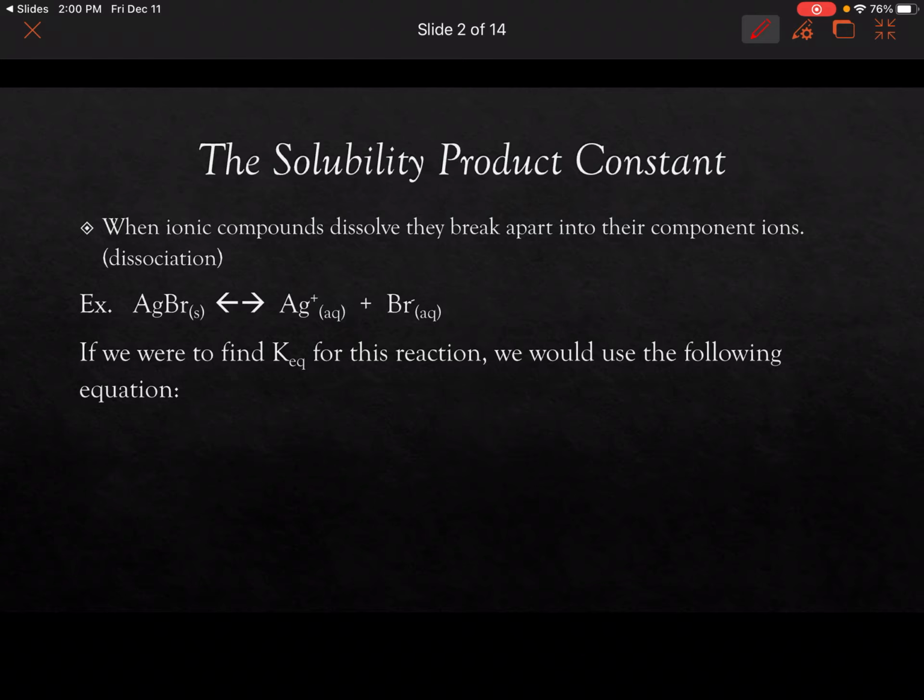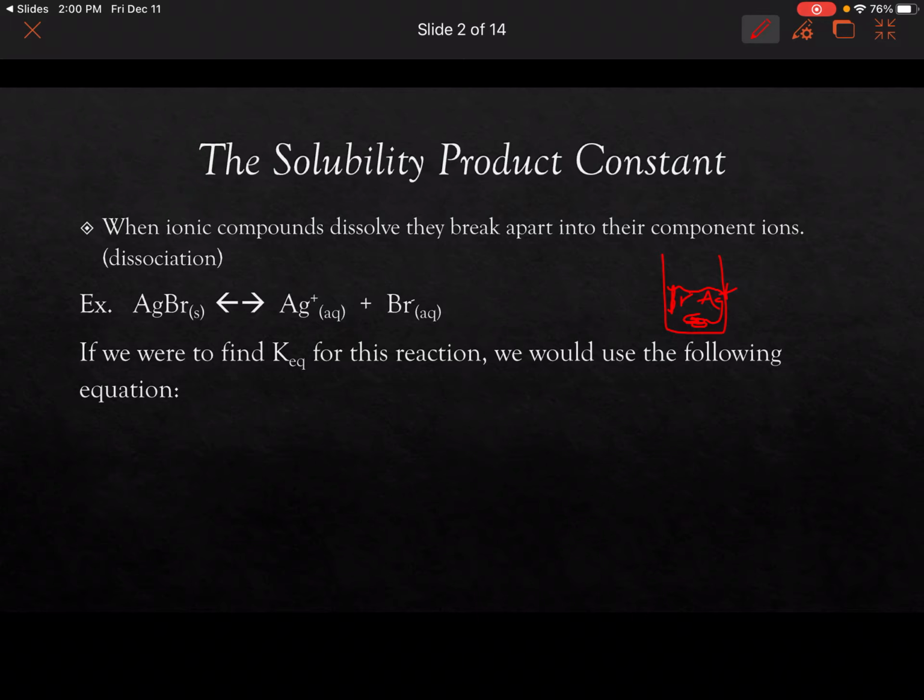So if we look at silver bromide here, what this represents is a solution with a little bit of solid silver bromide sitting at the bottom of the beaker, but we also have some Ag plus in the solution and some Br minus in the solution. So we've got the ions floating around, but we've also got some solid AgBr. So this would be a system at equilibrium because we've got both parts in there.